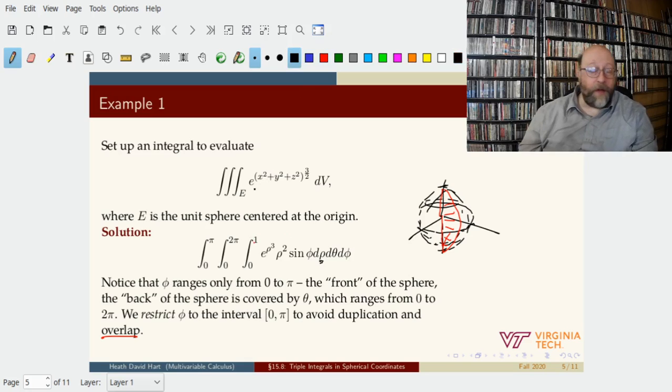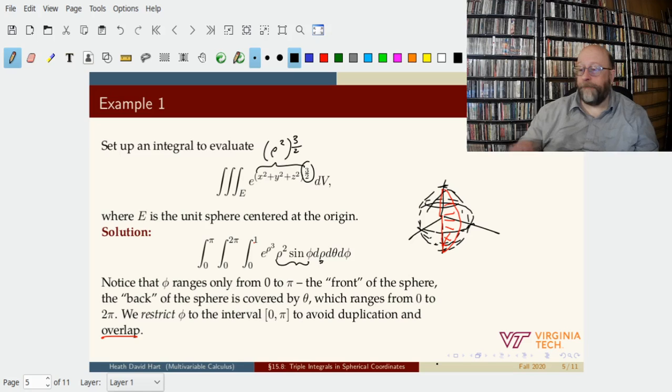Then we have to convert the formula inside here. X squared plus y squared plus z squared is equal to rho squared. But then that's raised to the 3/2 power. And we multiply exponents and we get rho cubed. And then here's our conversion formula, rho squared sine phi. Okay? So this is set up for us.